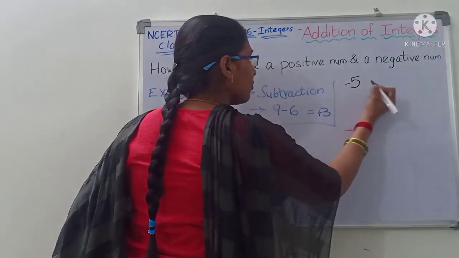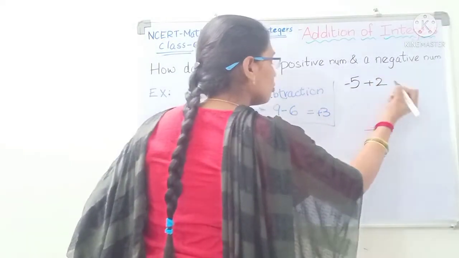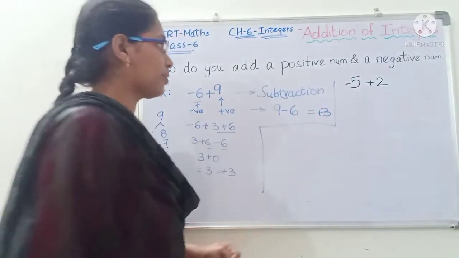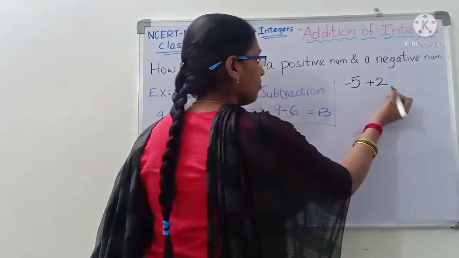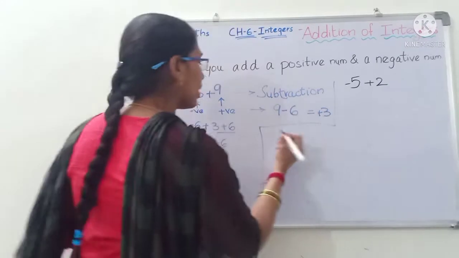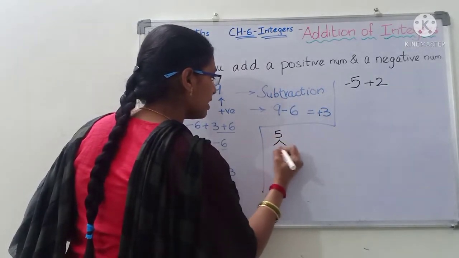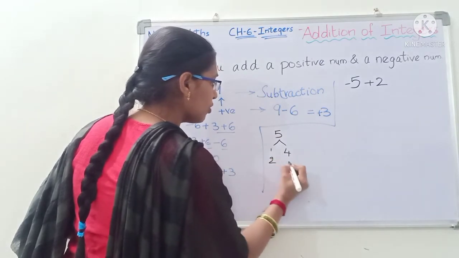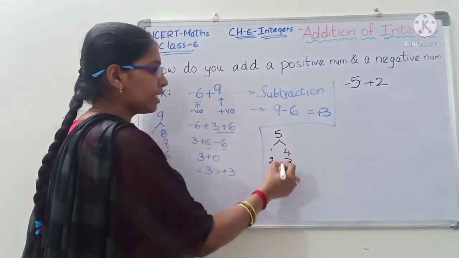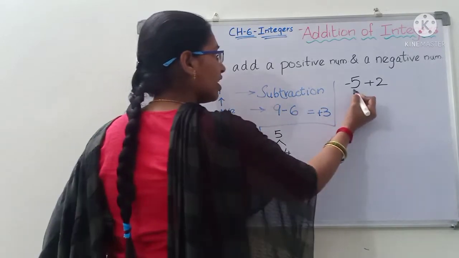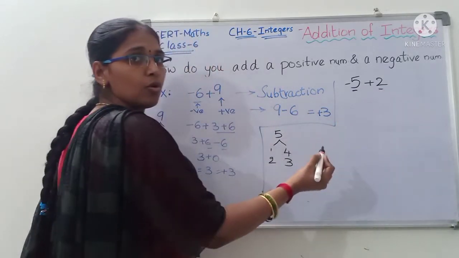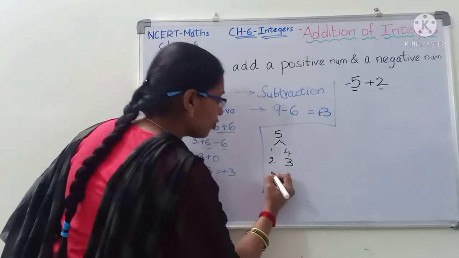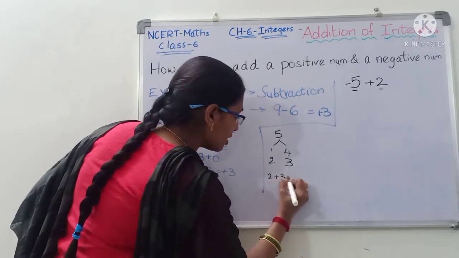Minus 5 plus 2. See children, first solve it step by step. Okay, minus 5 plus 2. Now, how can you write 5, children? 5 can be written as 1 plus 4. 2 plus 3 also you can write as 5. Here, one number is 5, another number is 2. So, let's write 5 as the sum of 2 and 3. You know, right? 2 plus 3 is 5.